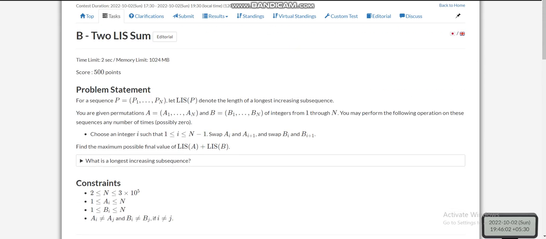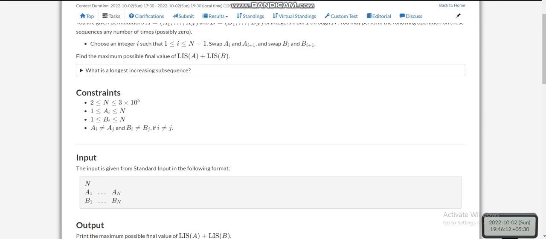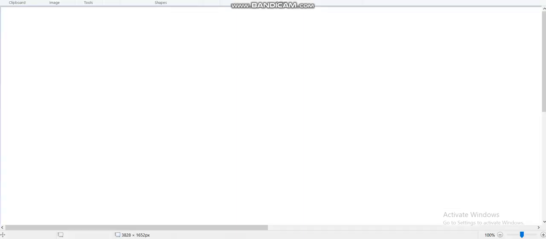Now I hope you got what the problem is all about, and let's jump into the solution. The solution is quite straightforward. Here one thing you can observe is that A_i not equal to A_j and B_i not equal to B_j for i not equal to j. That means all the elements of A and all the elements of B are distinct. So there could be a mapping from A_i to B_i.